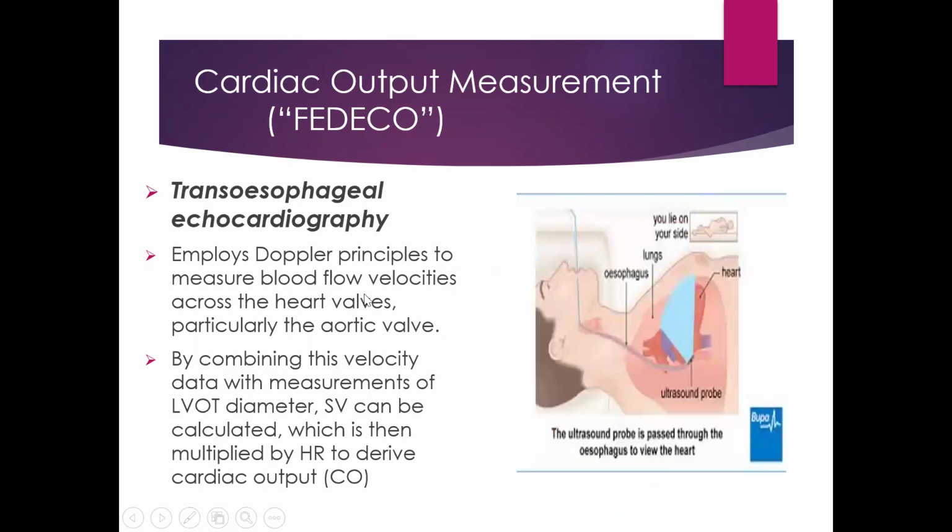For transesophageal echocardiography, you have a probe that is passed into the esophagus, close to the heart. And this depends on the Doppler principle, which measures blood flow velocities across heart valves, especially the aortic valve. So by combining the velocity that is recorded from the system, you can measure the left ventricular outflow diameter. And all of this can be computed in your microprocessor to give you a stroke volume. And when you multiply this with your heart rate, you have your cardiac output.